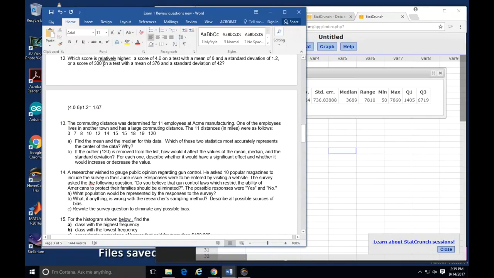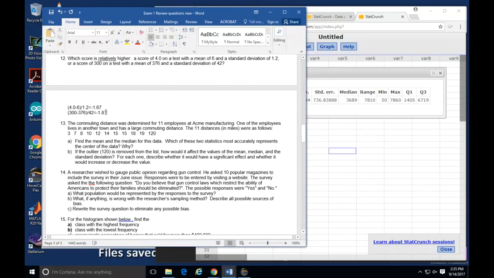For the second test, our score is 300. Our mean was 376. Standard deviation is 42. So if we calculate that, we get a negative 1.81 approximately.